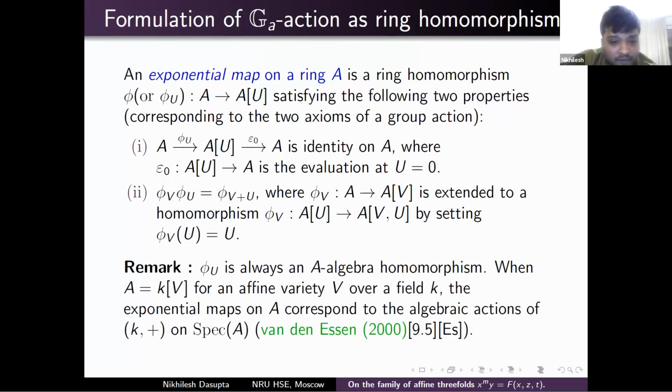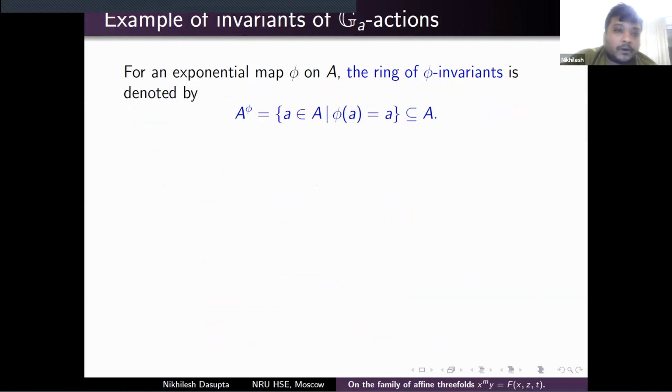So a remark: phi is also always an algebra homomorphism, and when A is the algebra of regular functions of an affine variety, these exponential maps correspond to the algebraic actions of K plus. A survey is in this book, Essen's book, but I will suggest there is a TIFR pamphlet by Miyanishi, which also gives a very good exposition on these results. For characteristic 0, exponential maps will be like locally nilpotent derivations, but these are more general things.